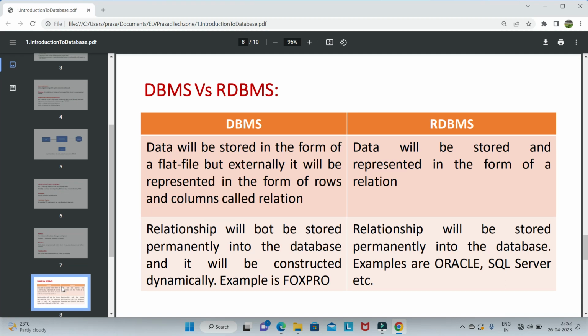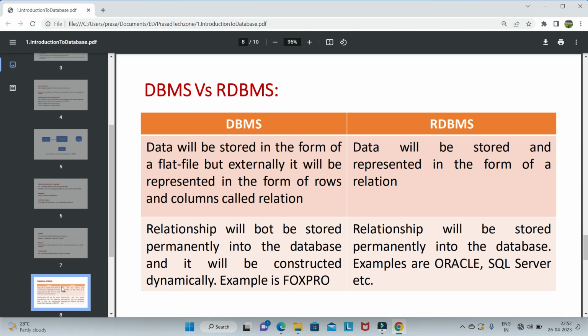Let's see the difference. What is the main difference between DBMS and RDBMS? In DBMS, data will be stored in the form of flat files, but externally it will be represented in the form of rows and columns, that is called a relation. In case of RDBMS, data will be stored and represented in the form of a relation, that is, rows and columns. The result will be presented as well as stored in the same rows and columns format.